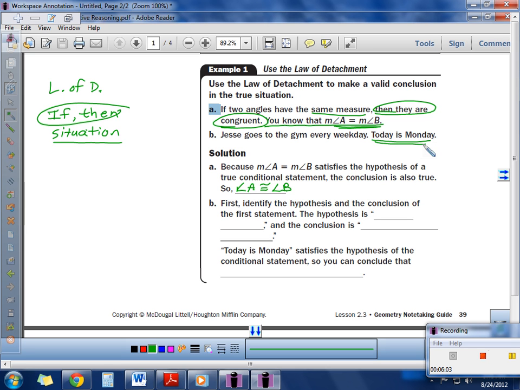So let's read it. Jesse goes to the gym every weekday. Get that idea in your mind. That's a conditional statement. If today's a Monday, what's going on? Jesse's going to the gym. So we can conclude that Jesse is going to the gym, or will go to the gym.